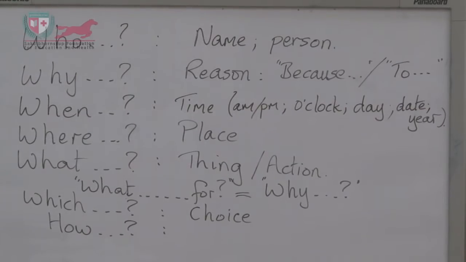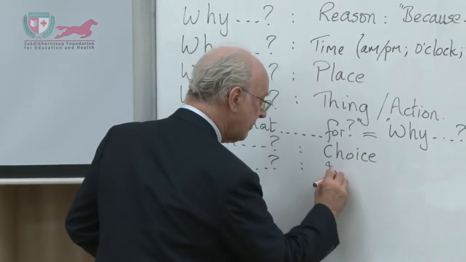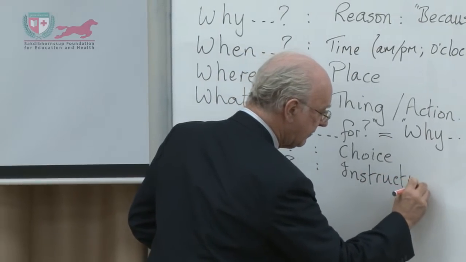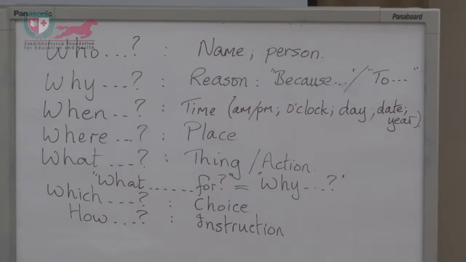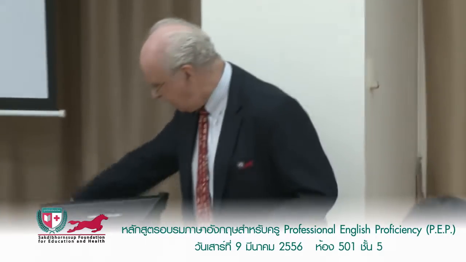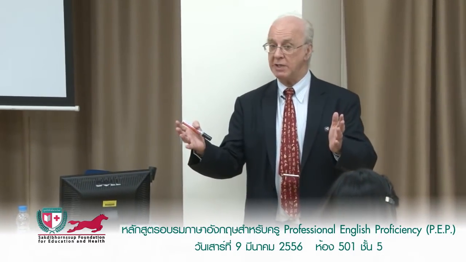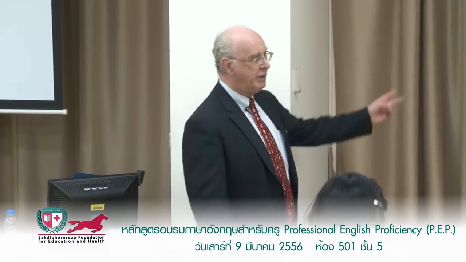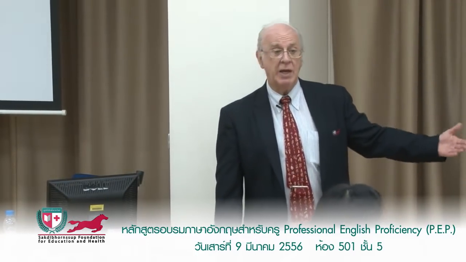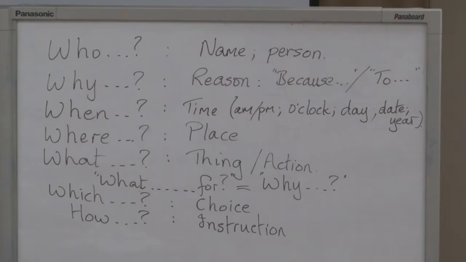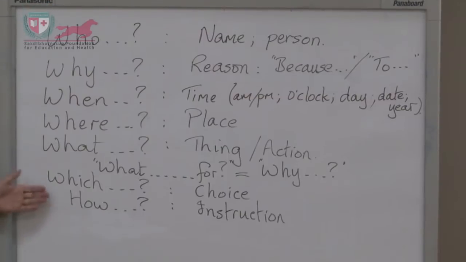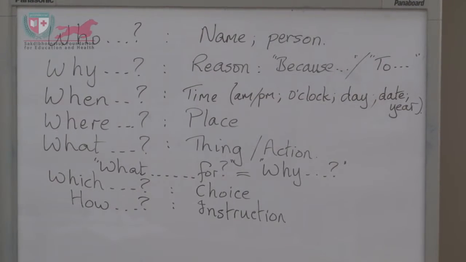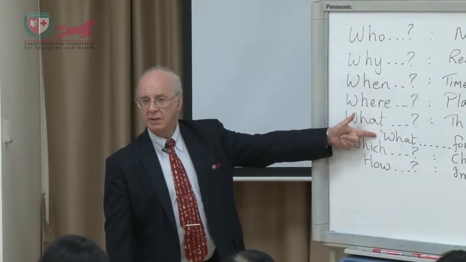Now, if you have a question asking how, what is the answer going to be? It will explain with instructions. How do I switch on the computer? Well, first you press this button, then you press this button, and then you can see the screen. How do I get to Anusawari? You go out of the building, you go turn right, go straight on, turn left. So how asks for instructions. Those are the WH questions. As soon as we see that first word, we know what we are listening for in the answer. But be careful with what for. That's the only tricky one.